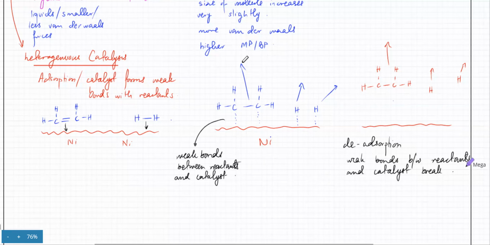And the molecules are flying around. After bumping into nickel, when they fly back, the old bonds are broken. And now you can form new bonds. Like this H could bond with this carbon atom, right? Is that clear?